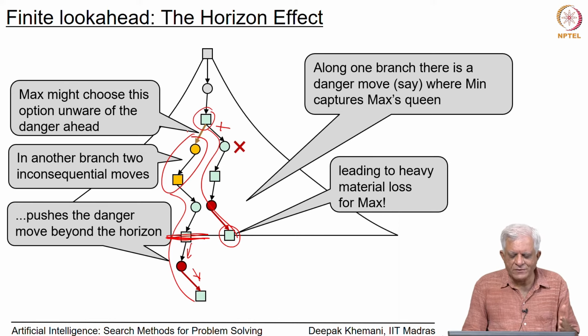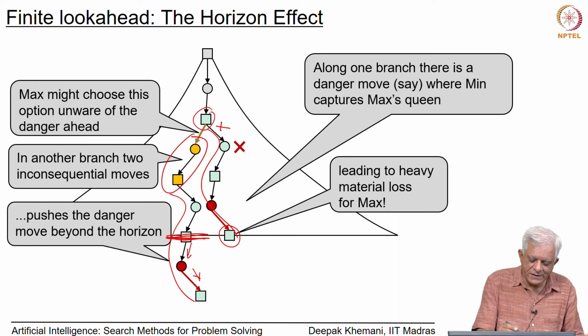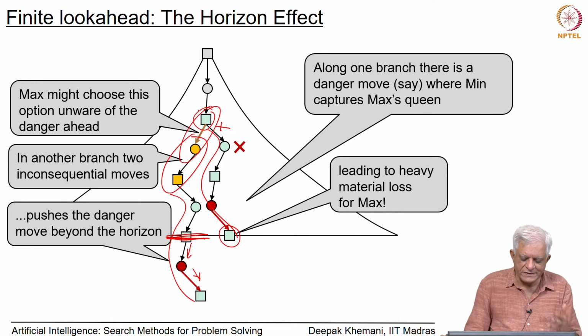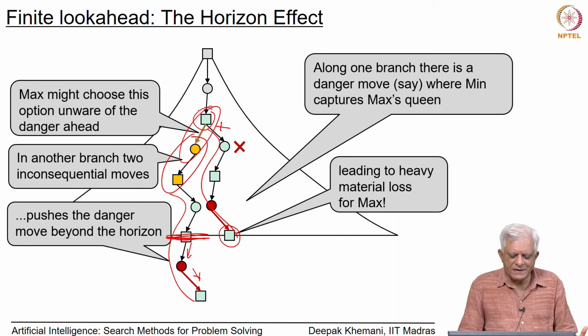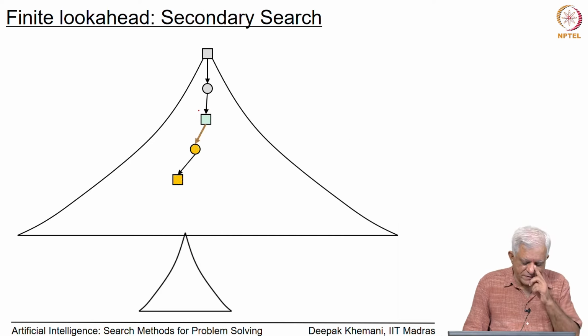And remember that an algorithm will try out all possible moves. So, in some branch these two inconsequential moves will be there, and in that branch this danger move would have got pushed beyond the horizon, and it is possible that Max might actually end up making this move. So, what people have done to, to some extent, take care of this problem is to do a bit of secondary search.